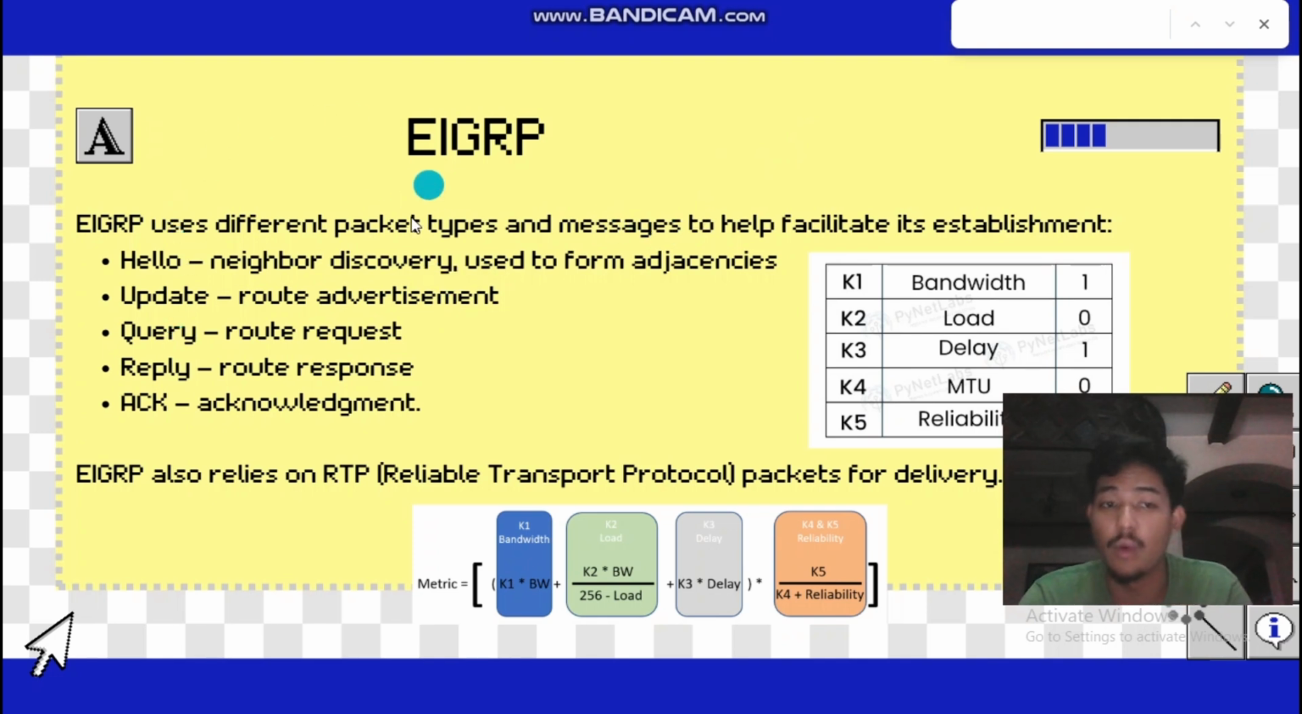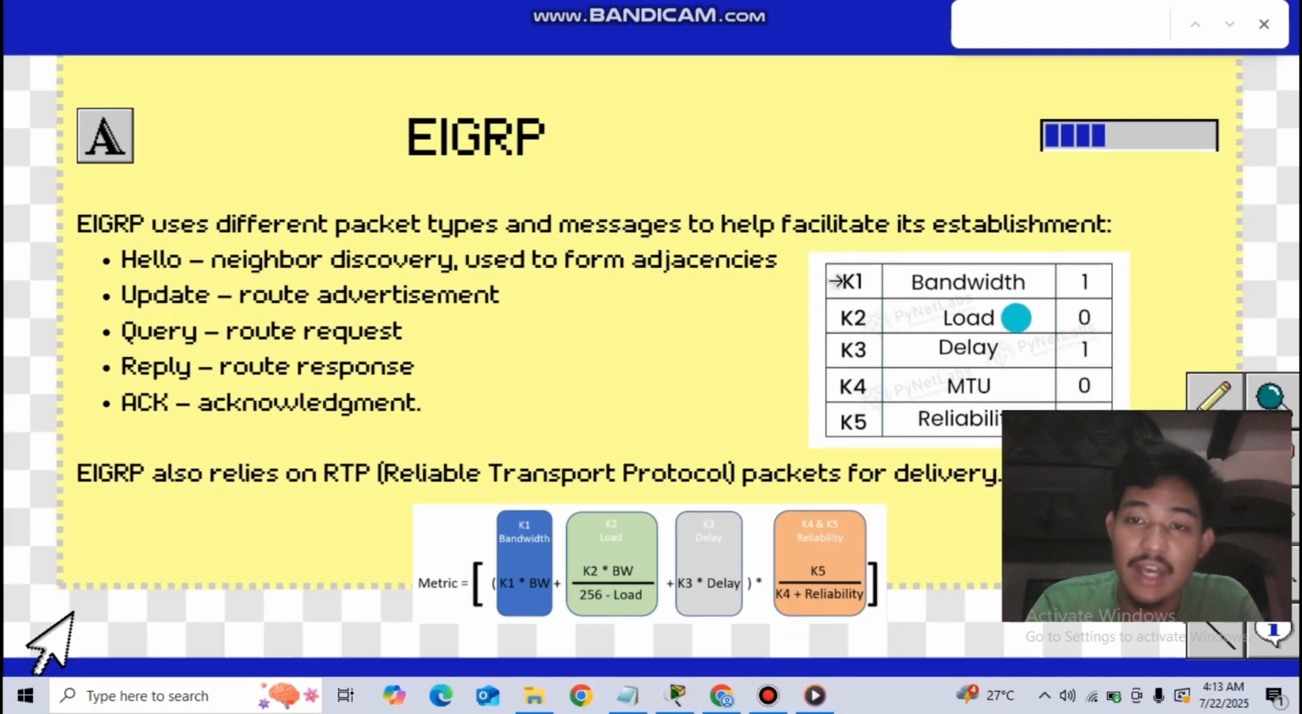And there are also queries, or requests for routes, or basically requests for the foundation of routes between two routers in a network topology, and then a reply from the router that is receiving the query, and then also the acknowledgement, which acknowledges that the route has been secured, that the two routers have agreed to meet halfway. So basically, EIGRP also relies on Reliable Transport Protocol, or RTP packets, for delivery.